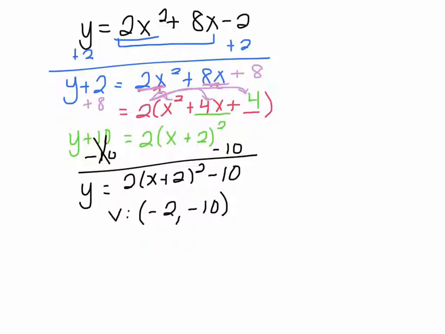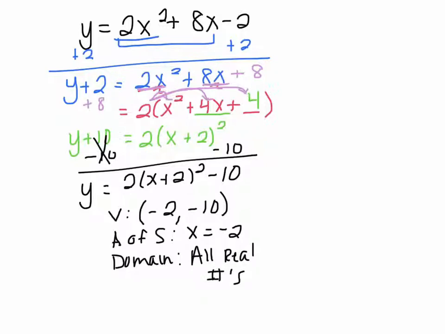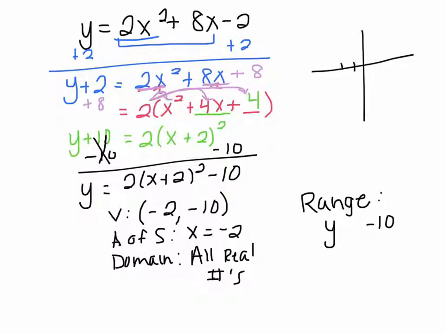My axis of symmetry is x equals the x value. My domain is all real numbers. My range is going to deal with the y value, which is negative 10. So if I was to plot negative 2, negative 10, and because this leading coefficient right here is positive, it's going to go up. So my range is greater than or equal to negative 10.